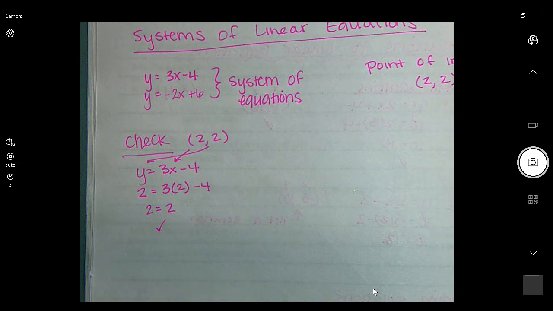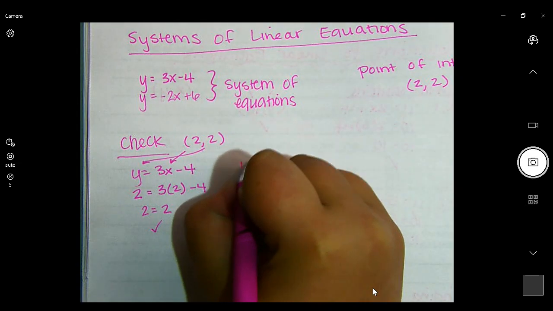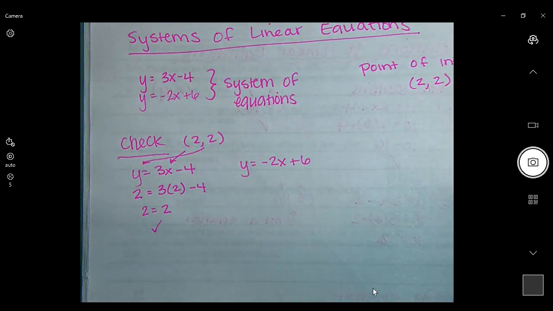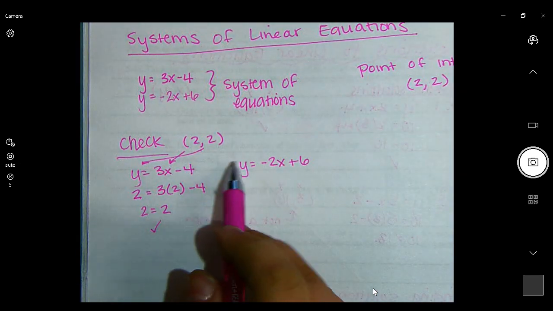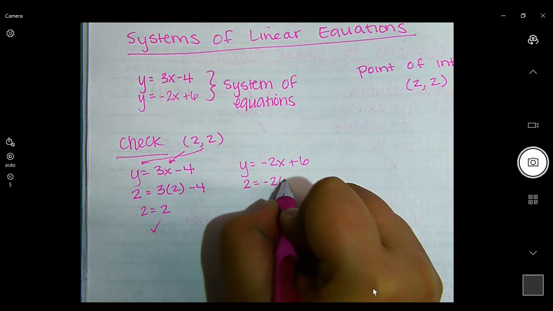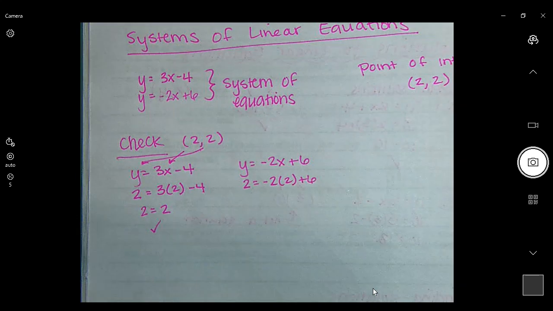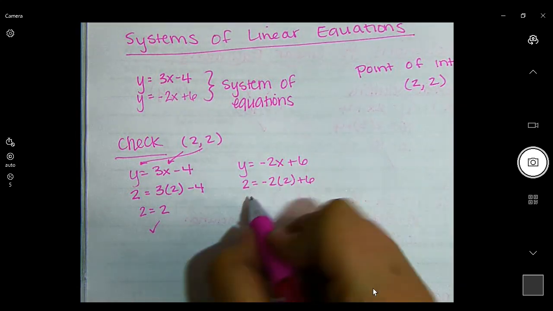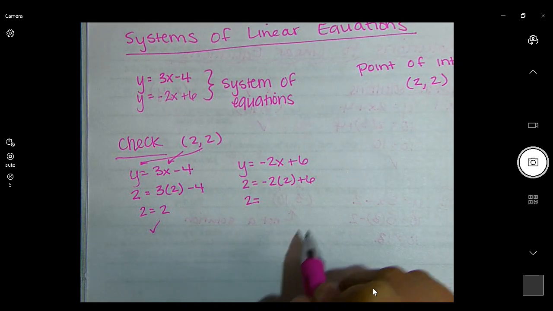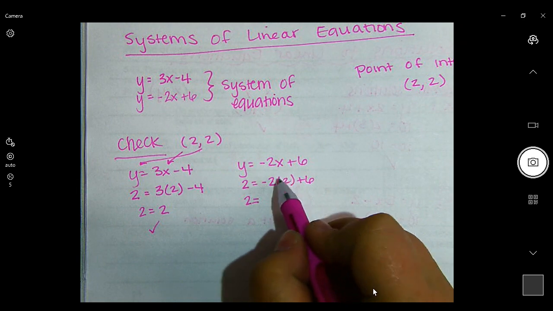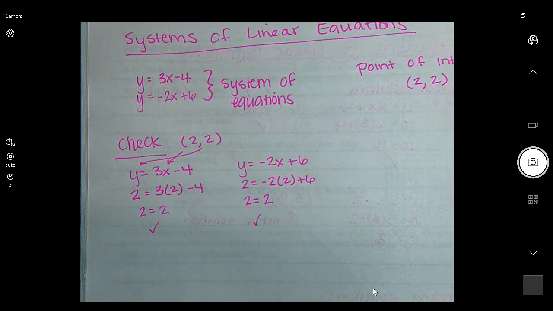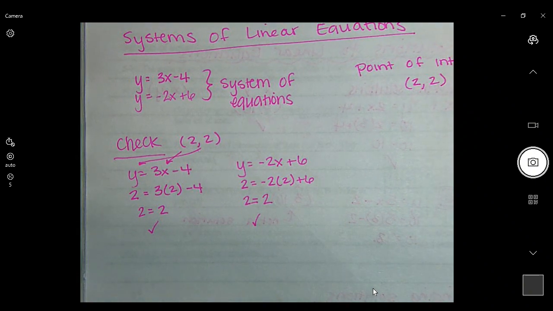All right, now let's do the same thing, but with the other equation. y equals negative 2x plus 6. Okay, and we're going to substitute 2 for x and 2 for y again. So I have 2 equals negative 2 times 2 plus 6. All right, so negative 2 times positive 2 is negative 4. Negative 4 plus 6 is positive 2. Okay, so that's also a solution for that equation.